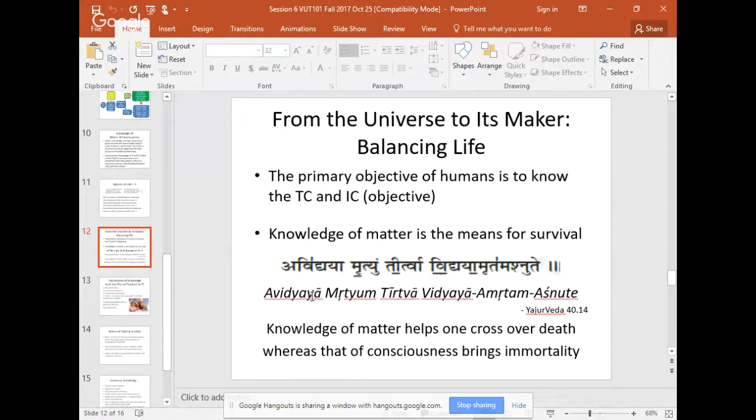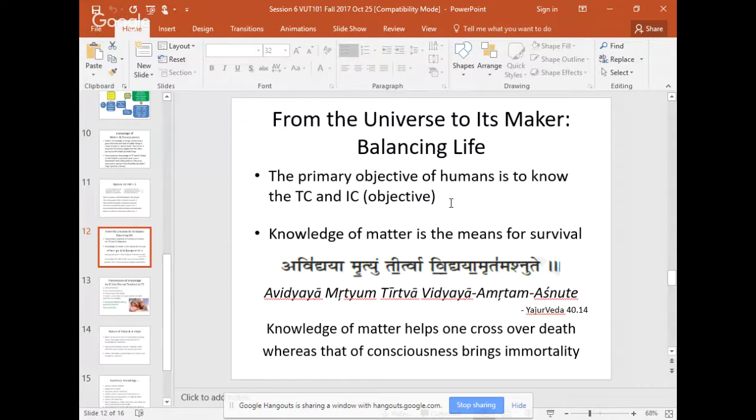But let's cover it at this point: these two streams of knowledge, namely avidya or apara vidya about matter, and vidya or para vidya about consciousness. How should we balance our life? As a human being, I find myself in this world where I want to know all kinds of things. So how should I do this act of balancing? The primary objective of humans is to know the consciousness, both tiny consciousness, self-realization, and realization of Ishwar. That is the ultimate objective of human life. If I have not gone to that extent, then the life is not complete. I will have to be born again. So that is the climax I must achieve.